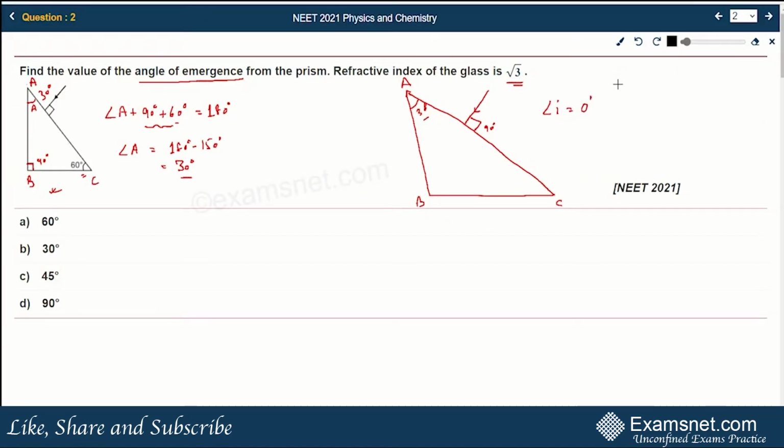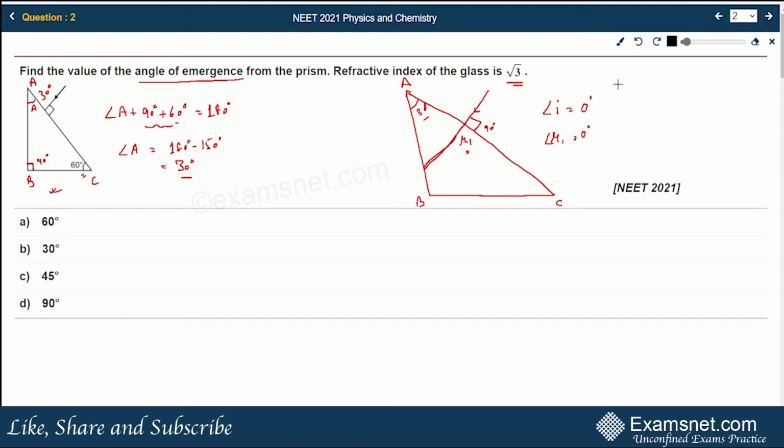At this surface, it will undergo the first refraction. Sorry, please ignore this irregular line. This will be a straight line here. So here it will be your R1. So R1 will also be equal to 0 degree.